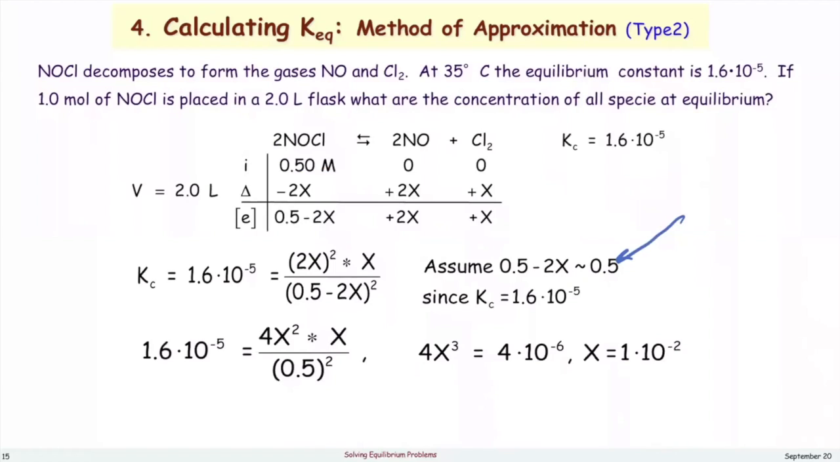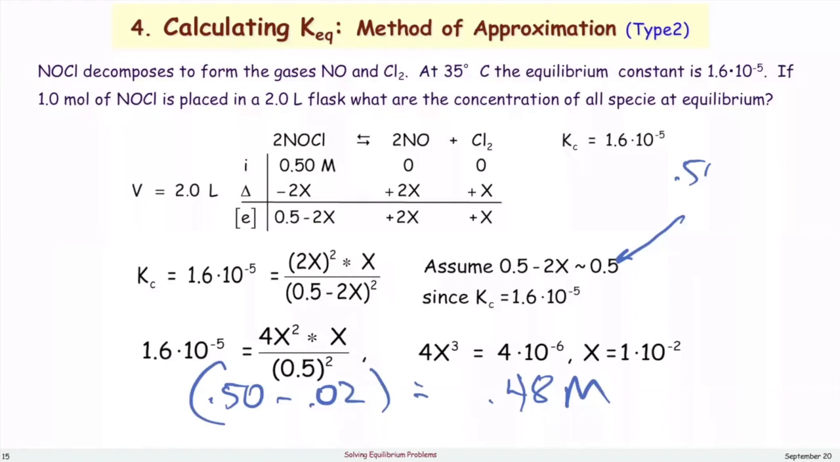And when we solve the math, we get x equals 1 times 10 to the minus 2. So the amount of chlorine is 0.010 molar. The amount of NO is 0.020 molar. And the amount of NOCl is 0.50 minus 2x, 0.02, and that's about 0.48 molar. Now, you need to double check your assumption. Are 0.50 and 0.48 close enough to each other? It's pretty close, and the way you check it is called the 5% rule.